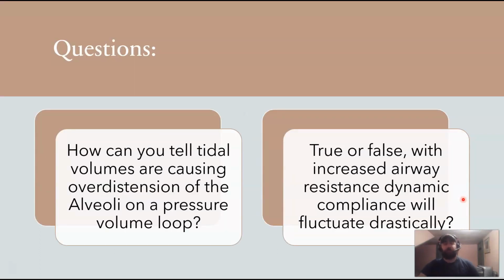So 2 questions. How can you tell tidal volumes are causing overdistension of the alveoli on a pressure volume loop? And then true or false, with increased airway resistance, dynamic compliance will fluctuate drastically.